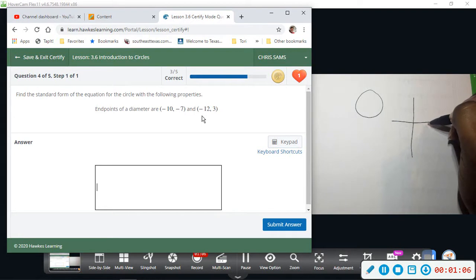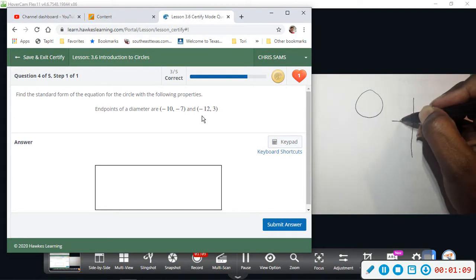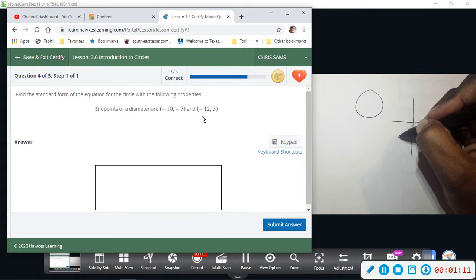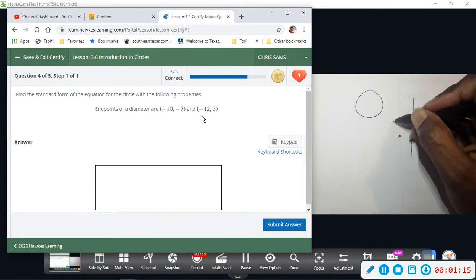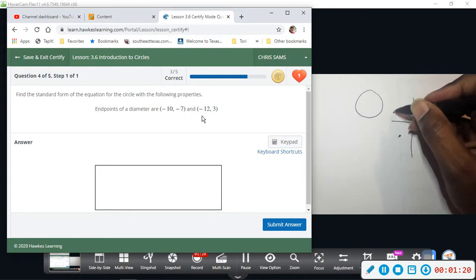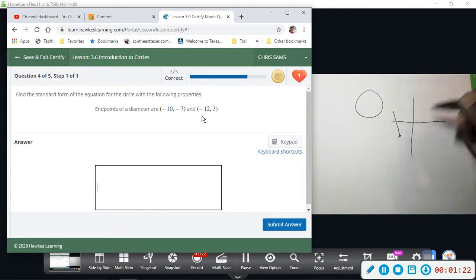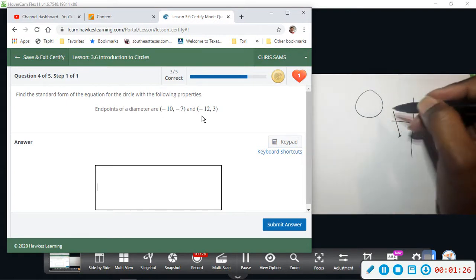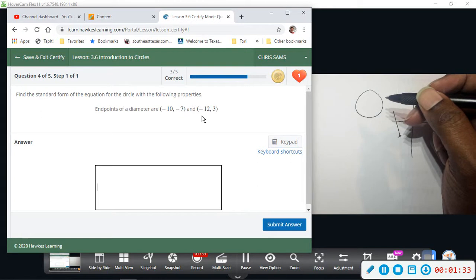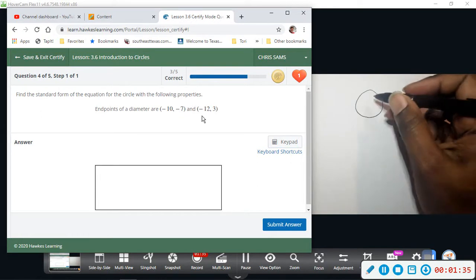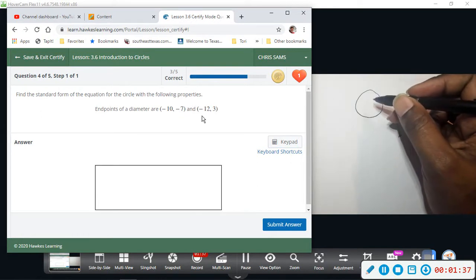So negative 10 would be over here somewhere, and then negative 7, let's just say here, and then negative 12 would be further over, and positive 3. Yeah, so this is going to be a diagonal line, so it's not going to be easy just to count straight across. So what we're going to do is find the midpoint of this circle, the center, by finding the midpoint, and then from there we can find the radius by plugging in one of those points.